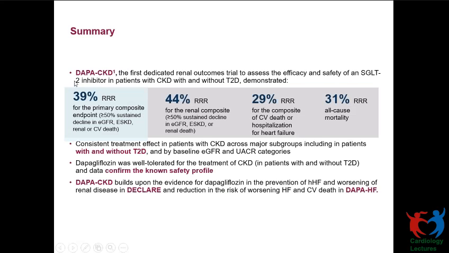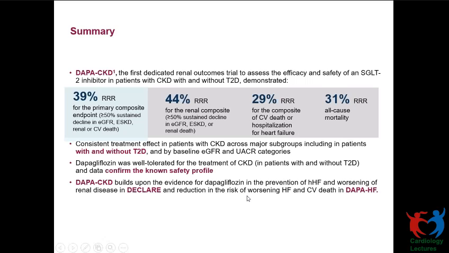To summarize, DAPA-CKD was the first dedicated renal outcome trial to assess the efficacy and safety of an SGLT2 inhibitor in patients with CKD with or without type 2 diabetes. It demonstrated a 39% relative risk reduction in the renal subset, and almost 30% reduction in hospitalization for heart failure and CV death, and all-cause mortality was reduced by almost 31%. DAPA-CKD built upon the evidence of dapagliflozin preventing heart failure and worsening renal disease in DECLARE, and reducing the risk of worsening heart failure and CV death in DAPA-HF.